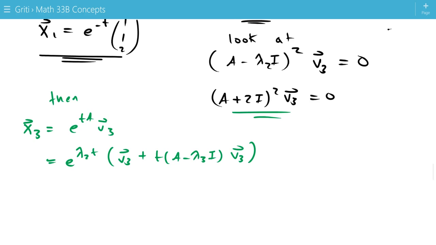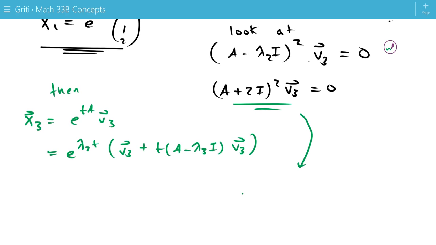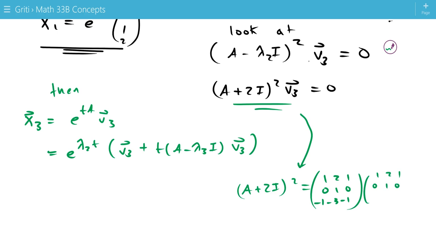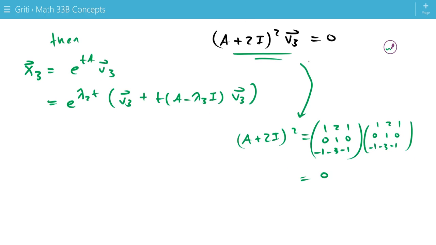So let's go ahead and do this. (A plus 2I) squared equals 1, 2, 1, 0, 1, 0, and negative 1, negative 3, negative 1 times itself. This will give us 0, 0, 0, 5, 1, negative 8. And I'm skipping over the details just so you get the main idea of what's going on. We'll go over details more in the example video.